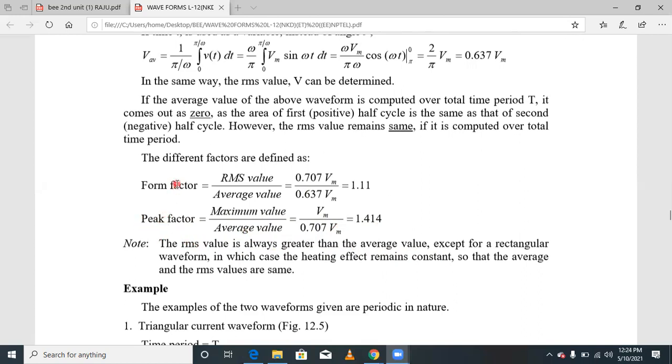This is called peak factor, and this is called form factor. The RMS value is always greater than that of the average value, except for a rectangular waveform. For a rectangular waveform, both are the same, because the heating effect remains constant, so the average and RMS values are the same. Generally, the RMS value is always greater than that of the average.